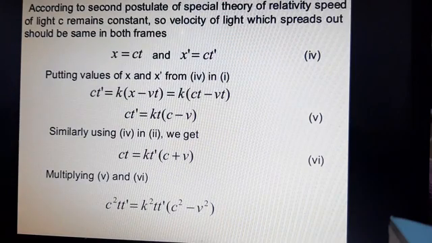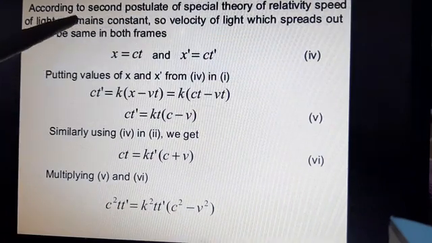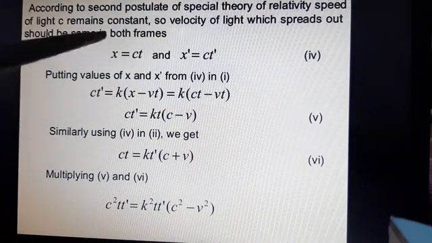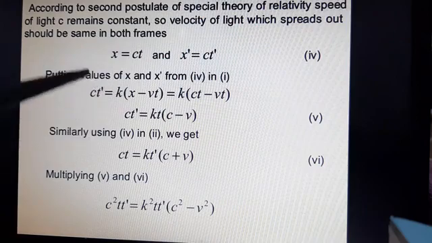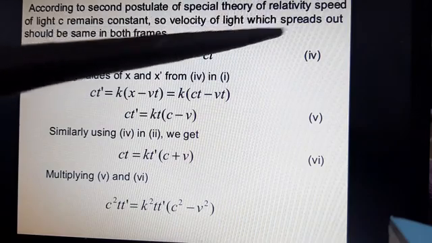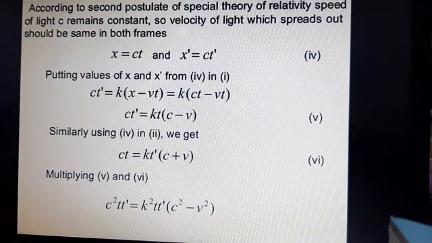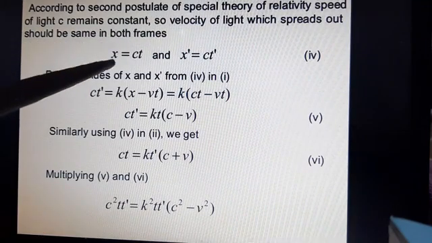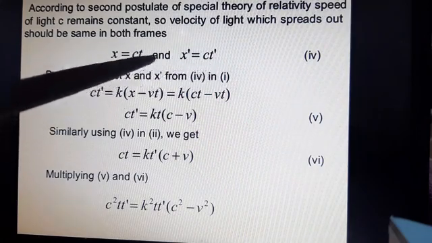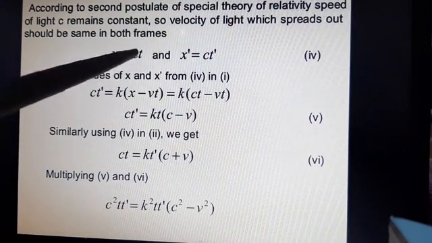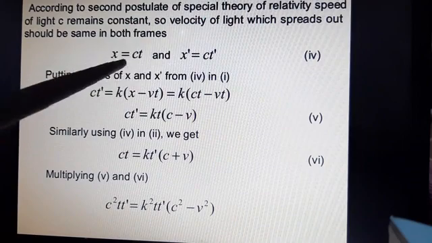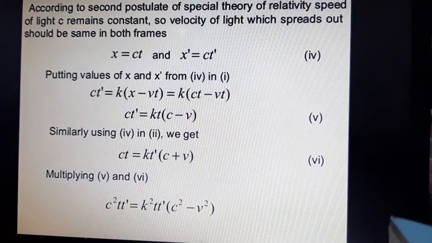Now according to the second postulate of special theory of relativity, the speed of light always remains constant, that is, c is constant. So the velocity of light which spreads out should be the same in both frames. Therefore x is equal to ct and x dash is equal to ct dash. This is the formula of distance equal to velocity into time, but c is the same in both equations because c is constant.